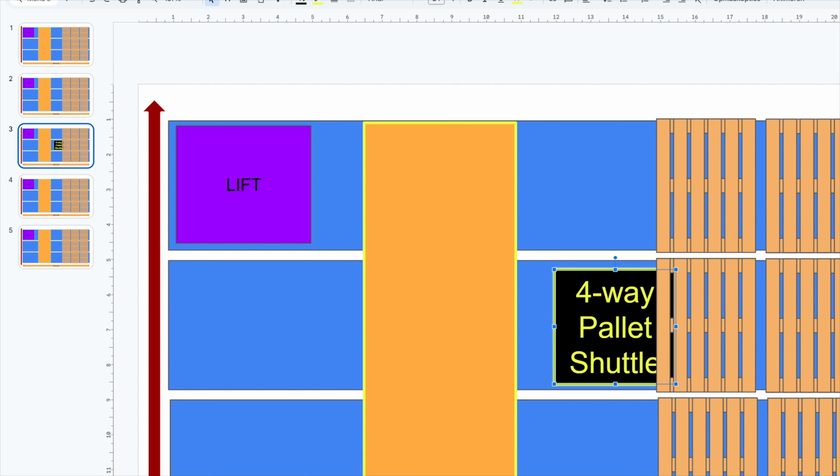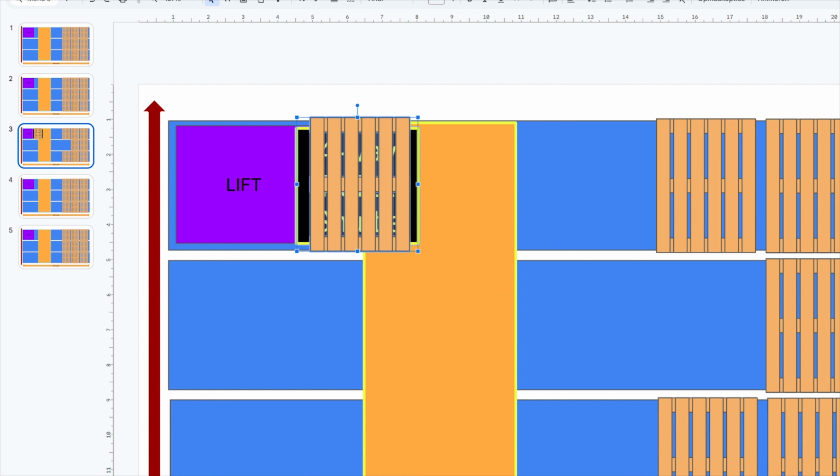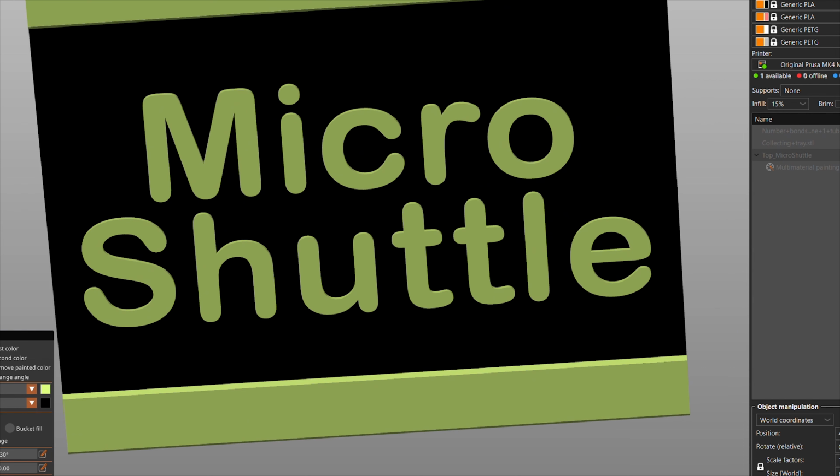If there is a fourth dimension, we can also upgrade this warehouse even further, but still that's not possible. So the only thing that we can do is add more shuttles and make it faster.